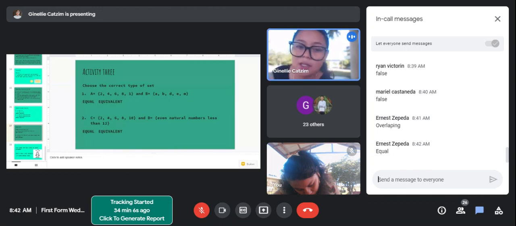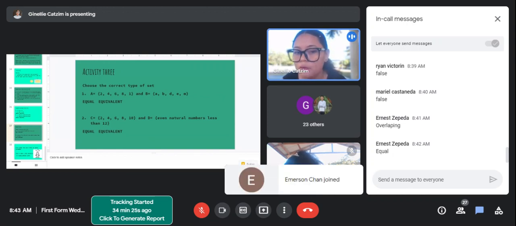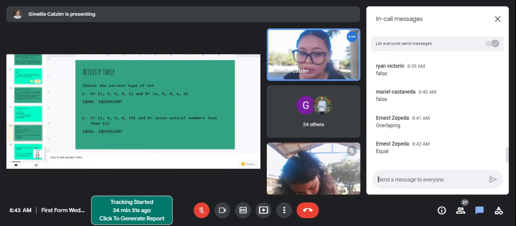This is equivalent. Why? Remember, equal sets have the same elements. Maybe not in the same order, but they have the same elements. And equivalent has the same amount of elements. If we count, here we have 1, 2, 3, 4, 5 elements, and in set B we have 5 elements too. So this is an equivalent set.